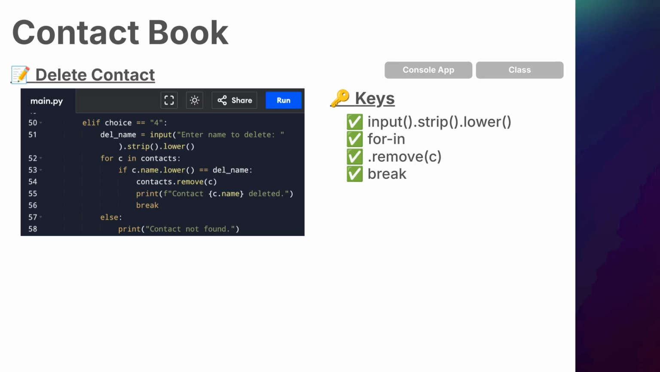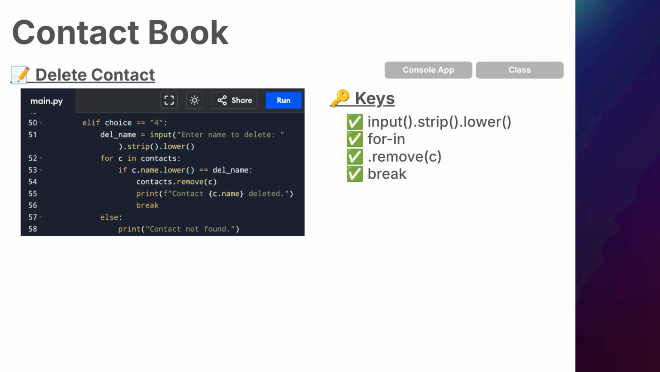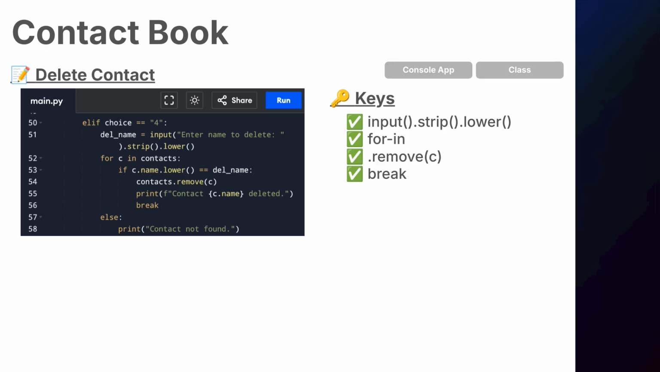As before, we immediately call .strip and .lower on the input to remove any extra spaces and make the comparison case insensitive. This ensures that typing Alice or alice will match the same contact. Then we loop through the contacts list with for c in contacts. For each contact object, we check if c.name.lower() matches the del_name entered by the user.